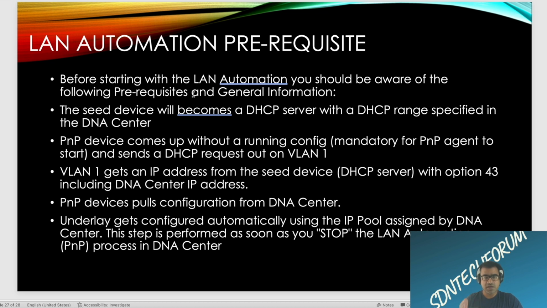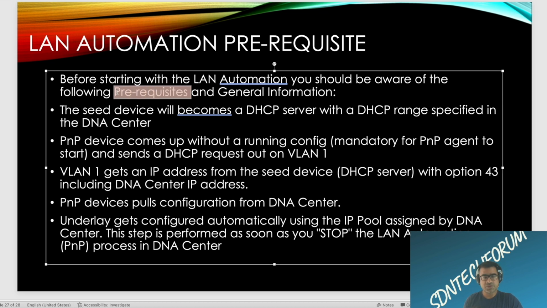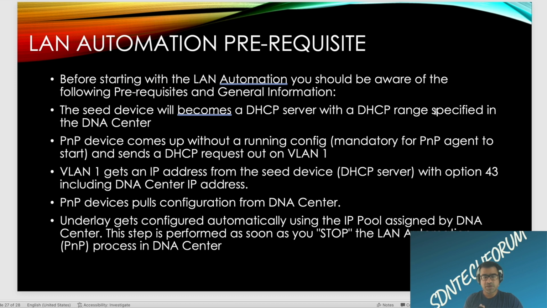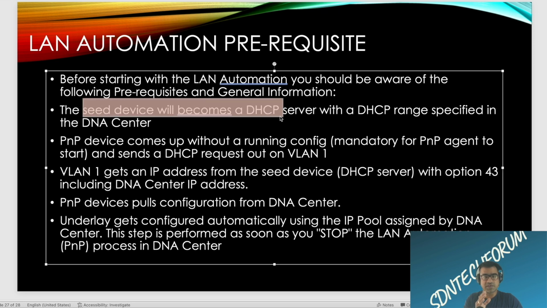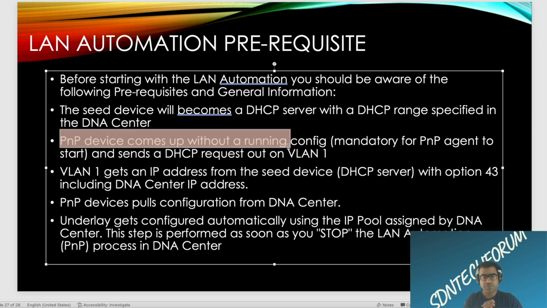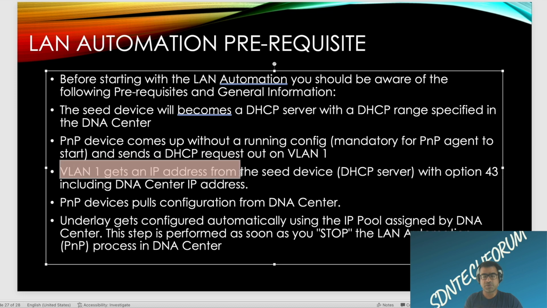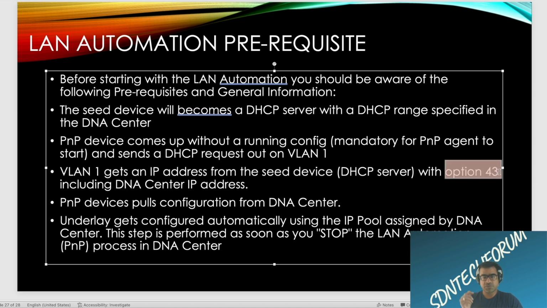Now it's a high level LAN automation prerequisite. Before starting, make sure that you meet the prerequisite. That means the seed device will become a DHCP server with a DHCP range specified in DNA Center. That means you have to specify your IP pool. A PnP device comes up without a running config, so make sure you clean up your device. VLAN 1 gets an IP address from the seed device because it becomes a DHCP server with option 43, and you will see what goes into option 43.